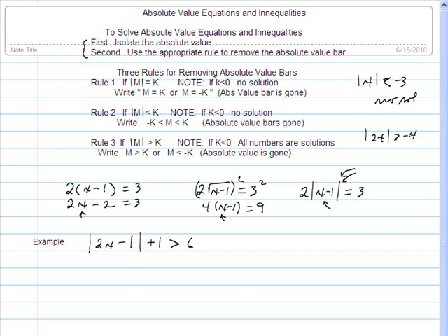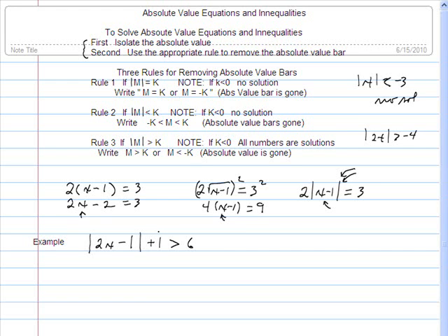Well, that would have to be true, since an absolute value is either 0 or positive. 0 and positive numbers are always bigger than 4. Doesn't make any difference what x is. It's always going to be a solution. Okay, well, with that in mind, let's go on and let's try example 1.